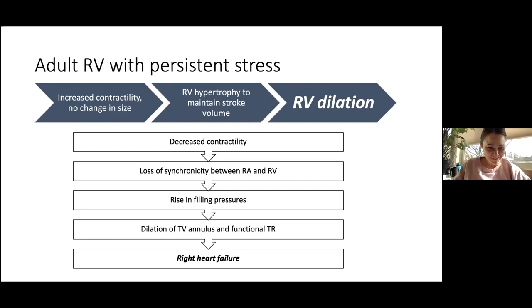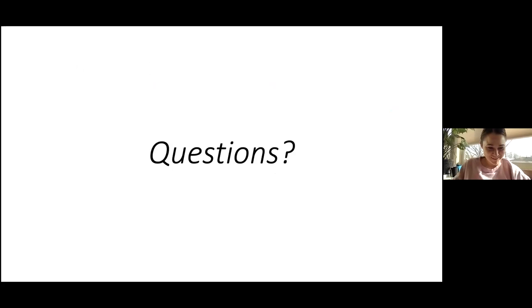And what happens with that RV dilation is we get a decrease in contractility, a loss of the coordination between the RA and the RV, and a rise in filling pressures in the right heart. That leads to dilation of the tricuspid annulus, functional tricuspid regurgitation, and eventually, if left unchecked, right heart failure. And so, as I mentioned before, this RV dilation is really a key change. So I'll pause there really quickly. We've gone through the pathophysiology and talked about what happens with persistent stress. Do we have any questions before I dive into some cases?